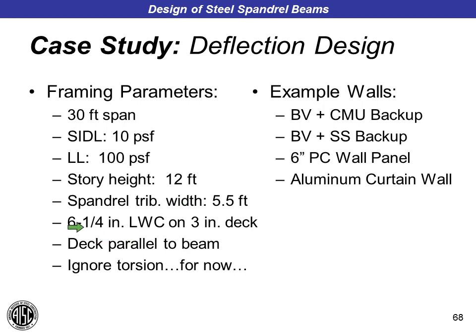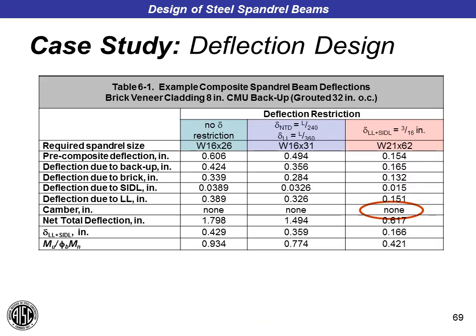We have a 3¼ inch lightweight slab on a 3-inch composite metal deck. Again, the deck is parallel to the spandrel beam, and we're going to ignore torsion for now. Actually, this should be perpendicular to the spandrel beam. Excuse me. We'll fix that for the next time. We're going to look at 4 different facade systems: brick veneer with a CMU backup, brick veneer with a cold form metal framing backup, a 6-inch thick precast concrete wall panel system, which also acts as its own backup, and an aluminum glass curtain wall system. And for right now, we're going to forget about torsion. We're only looking at vertical flexural deformations of the beam.